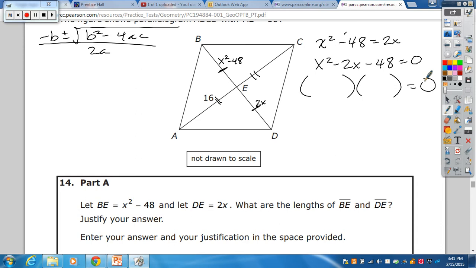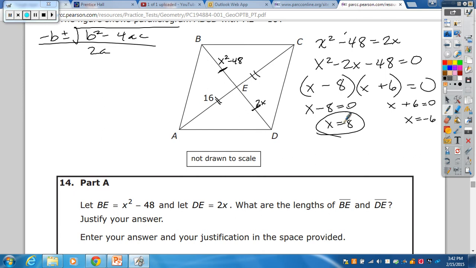So if I do that, x, this would be minus 8 plus 6. And then from there, it's going to be x minus 8 equals 0, or x plus 6 equals 0. So x is equal to negative 6, or x is equal to 8. Obviously, x has to be equal to 8 because when we plug it back in, we need a positive distance, not a negative distance there. So if I plug that back in, 2 times 8 is 16. 64 minus 48 gives you 16 as well. And so as a result, our answer has to be 8.